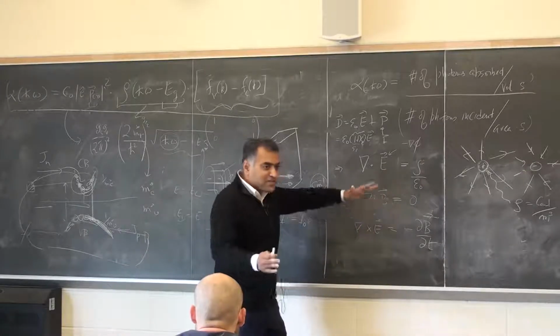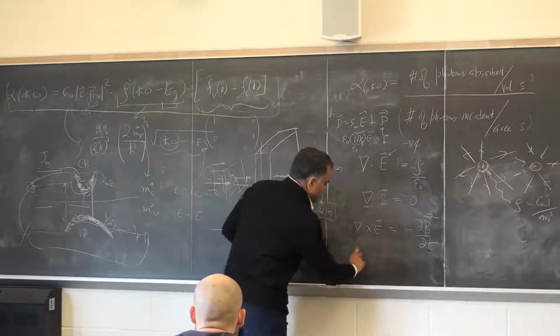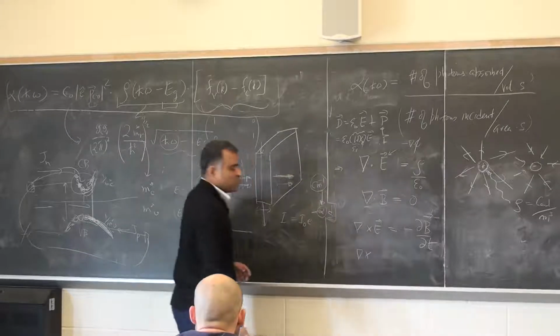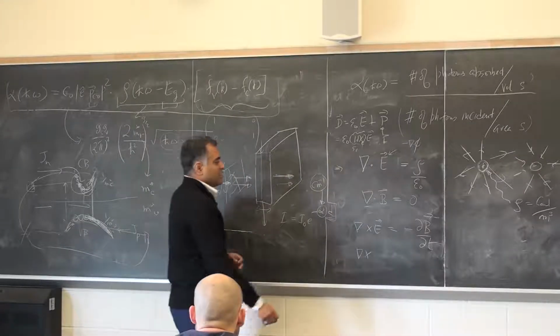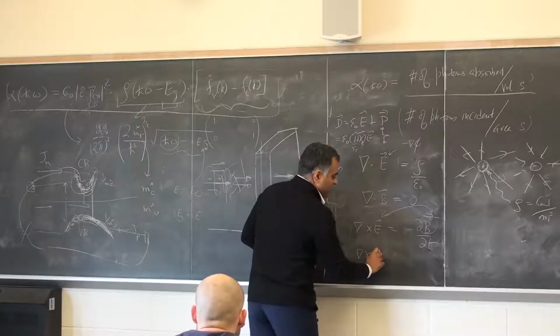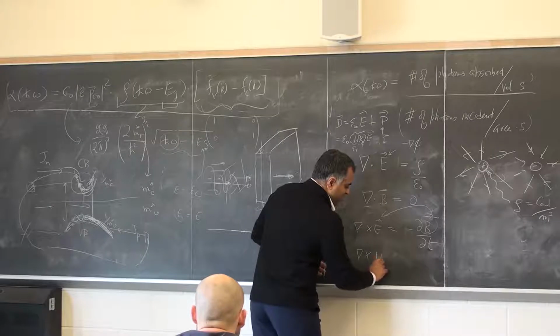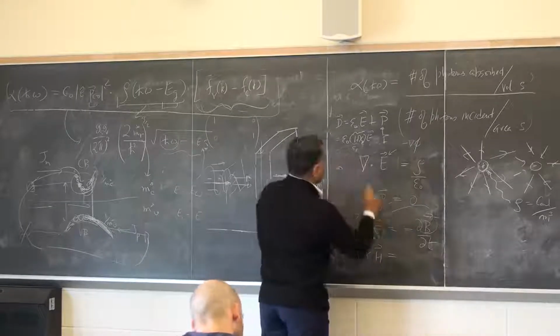Okay, so that's Faraday's law, and finally you have what used to be called Ampere's law, that a time-varying magnetic field leads to an electric field, and a time-varying electric field leads to a magnetic field. So if I look at the curl of a magnetic field, let me write that down.